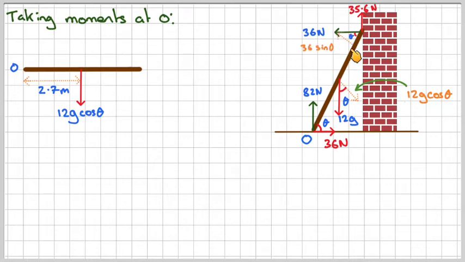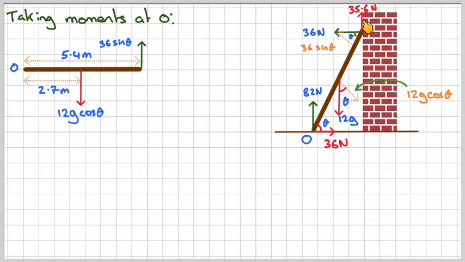Right, well, now we have a force here, but it's actually acting at this point, but I've drawn it here so we can see it quite easily. This will be 36 sine theta. Okay, we can see that this angle is theta because we can use the concept of alternate angles. This force here is parallel to this one here.